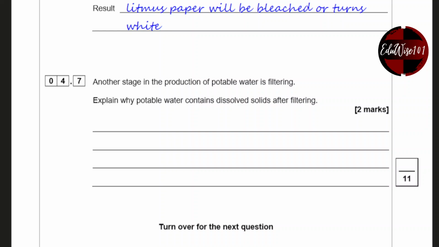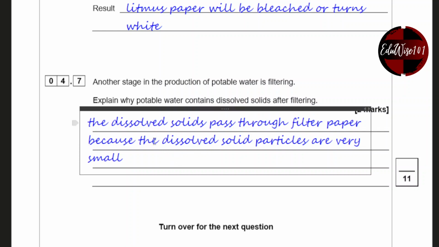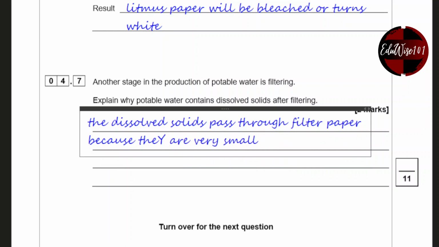So answer for 2 marks. The dissolved solids pass through the filter paper because the dissolved solid particles are very small. You can say because they are very small.